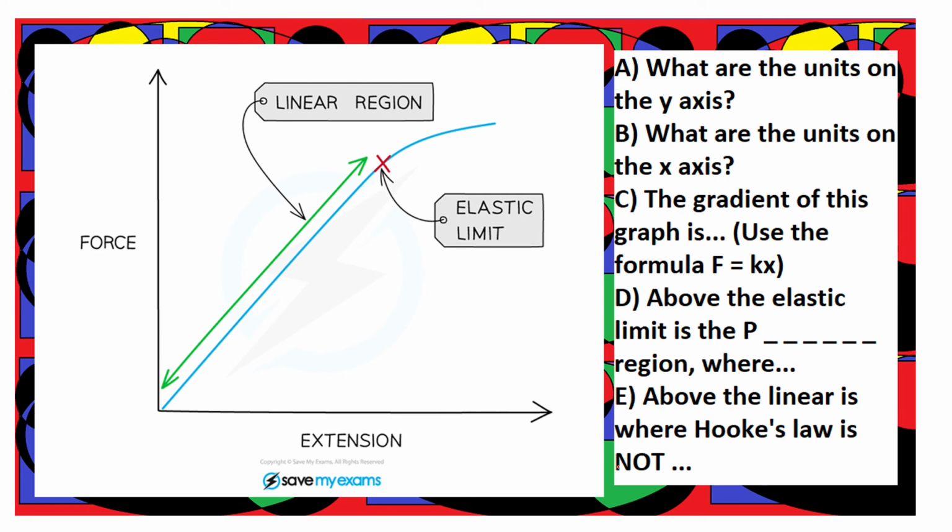Alright, answer this question. So A, what are the units on the y-axis? What are the units on the x-axis? The gradient of this graph is, complete the sentence, use the formula F equals kx. Above the elastic limit is the what region, so explain what that region does. And above the linear region is where Hooke's law is not what. So what is that missing word?